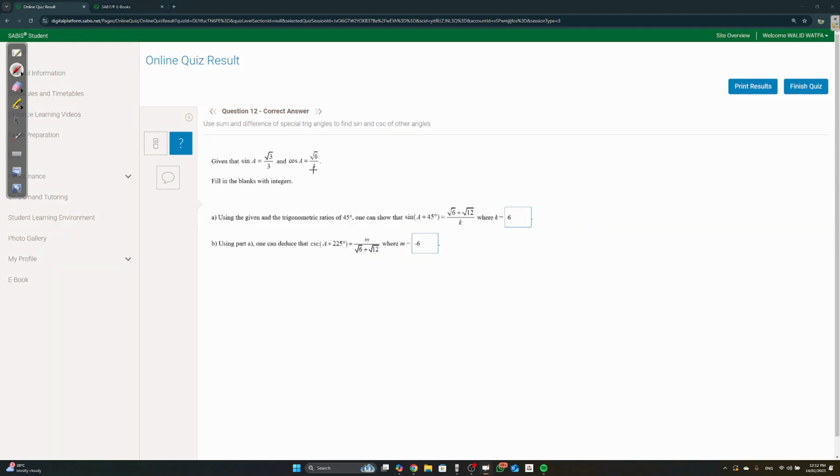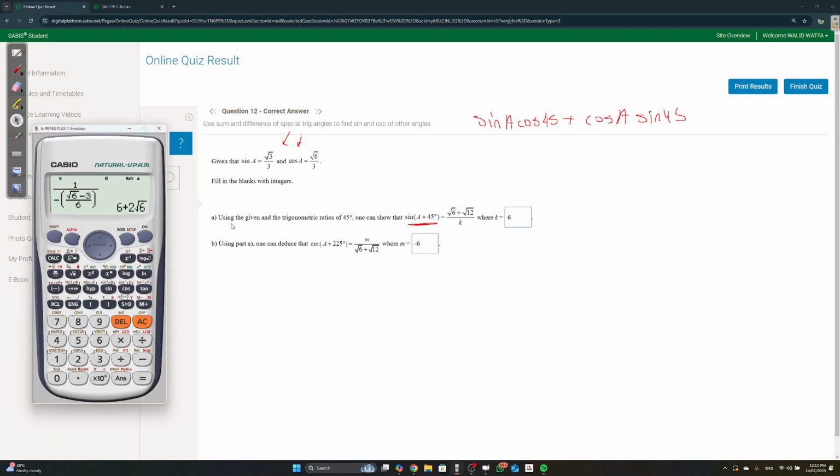Question 12. Same thing. They give you sine A and cosine A. They're saying sine of A plus 45. So it's going to be sine A cosine 45 plus, let me do it the way I wrote it in the formula, cosine A sine 45. So it's going to be this on your calculator. Sine A, we said root 3 over 3, given in the question, times cosine 45, plus cosine A, which is root 6 over 3, times sine 45.